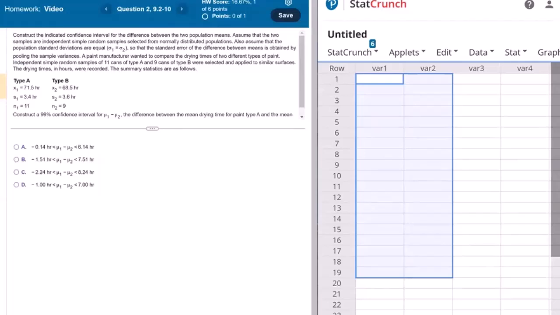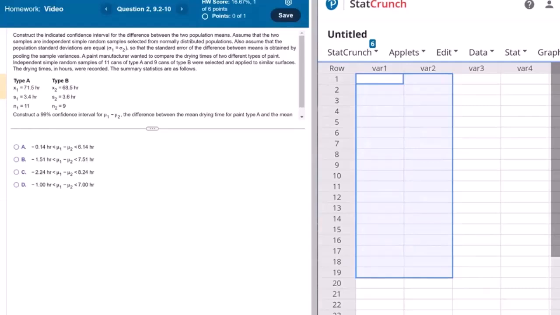Construct the indicated confidence interval for the difference between the two population means. Assume that the two samples are independent, simple random samples selected from normally distributed populations. We have everything we need. Also assume that the population standard deviations are equal, so that the standard error of the difference between means is obtained by pooling the sample variances.